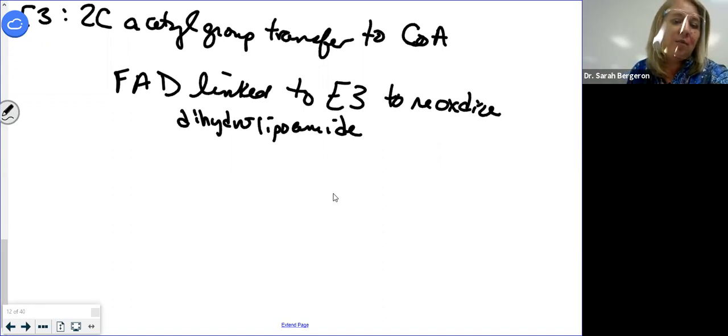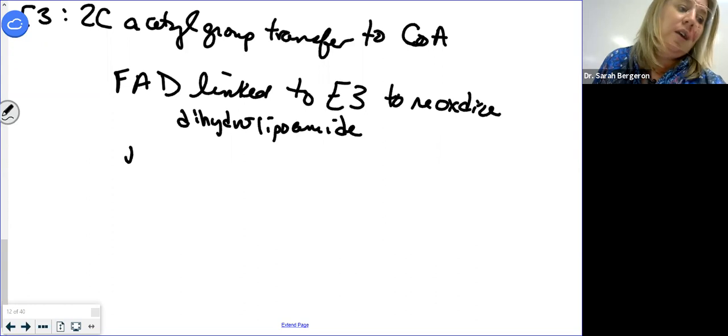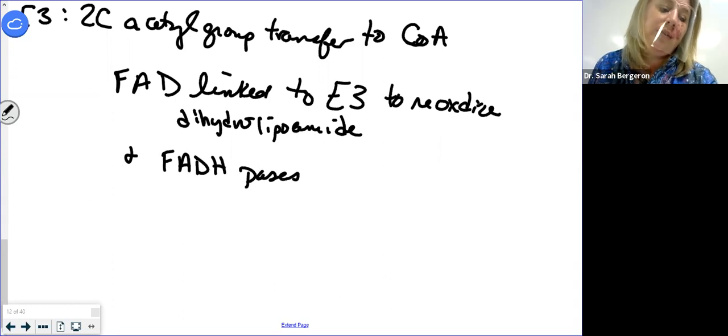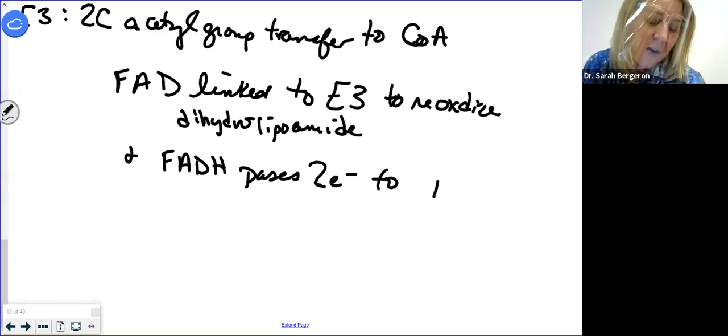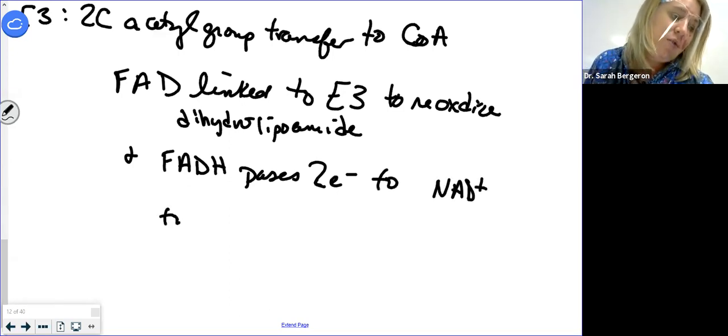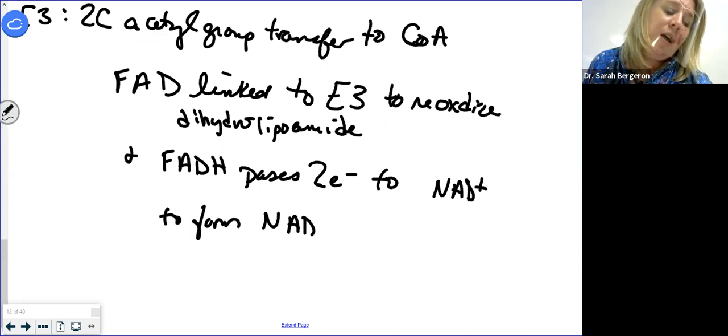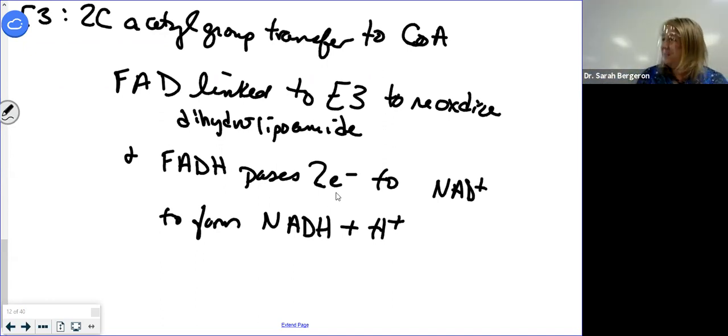So FAD is linked to E3. And then FADH passes 2 electrons to our NAD plus to form NADH plus H plus. Right? So it's important to know where those cofactors are working and kind of what they're doing. That make sense? So even though we were starting citrate today, we didn't actually start citrate today, right? We actually just made the substrate for the citrate reaction.